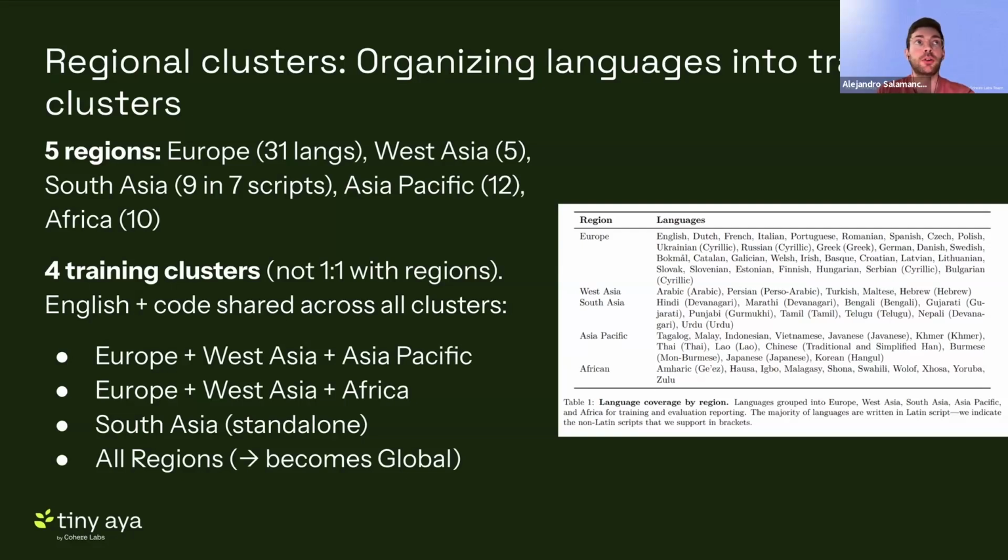And we group those 5 regions into 4 training clusters. So we don't have a one to one mapping of region to cluster. We did this for multiple reasons. One is that we basically experimented with different fine-tuning approaches, doing fine-tuning across regions and grouping models into different clusters. And we found out that by grouping different regions together, we got better performance because we could benefit from language transfer across the languages in the different clusters.